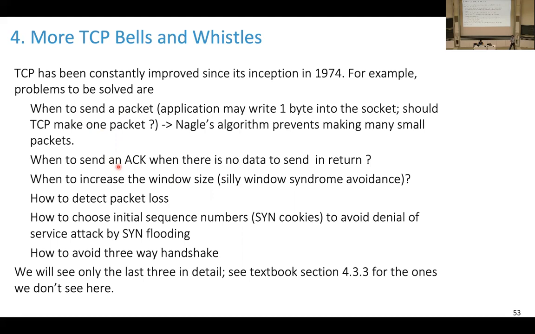Today, we will see 3 other improvements. The first one is how to detect packet loss. The second one is how to choose a specific sequence number, which is called SYN cookie, to avoid the SYN massive attack. And the third thing we'll see is how to reduce the latency by avoiding the three-way handshake.